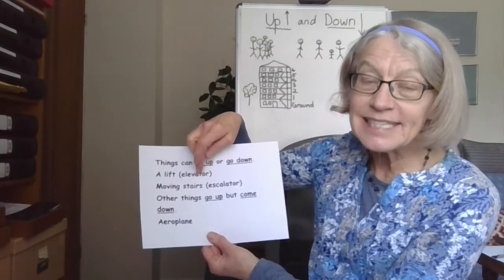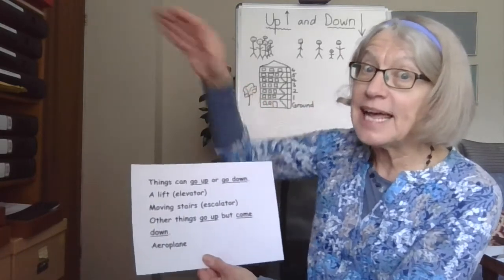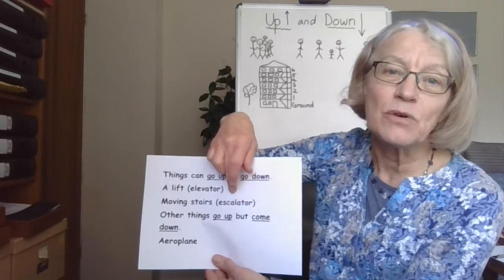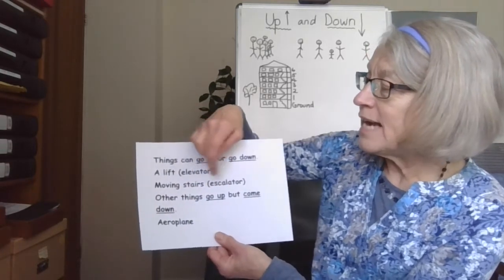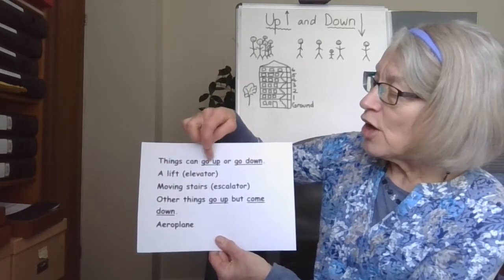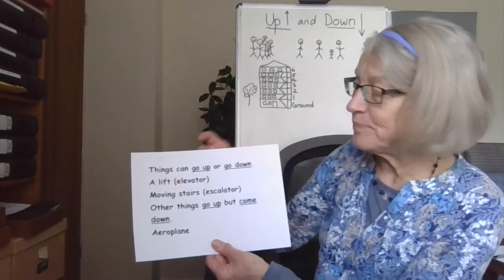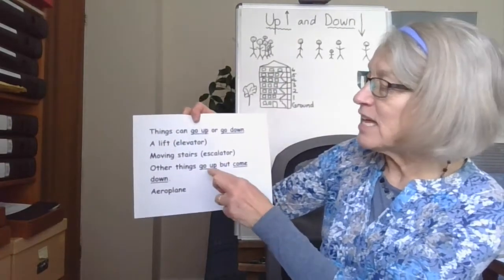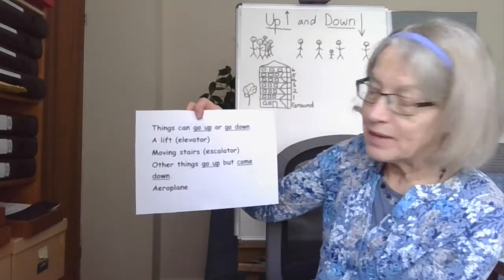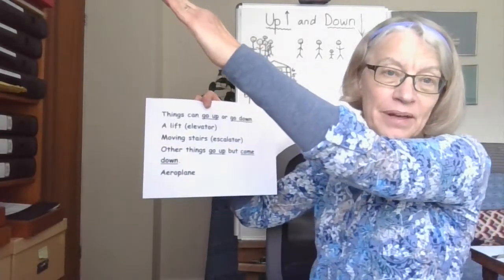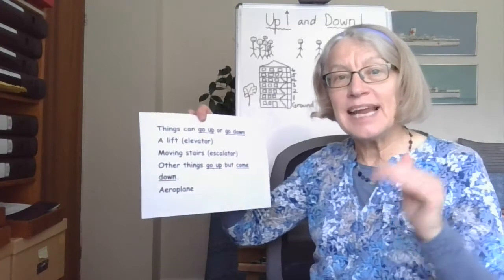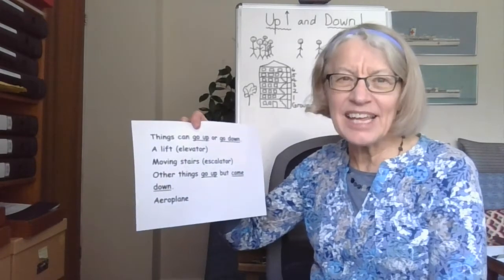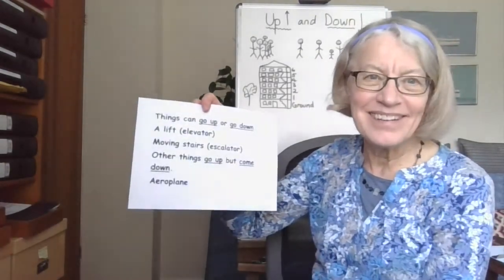Moving stairs, stairs that move. So you stand still, but the stairs move. And moving stairs are sometimes called escalators or an escalator. And an escalator or moving stairs will go up or go down. Other things go up, but we don't say they go down, we usually say they come down. An aeroplane will go up, and then when it's got to its destination, it will come down rather than go down. We can say go down, but we usually say come down. So that's quite confusing too.